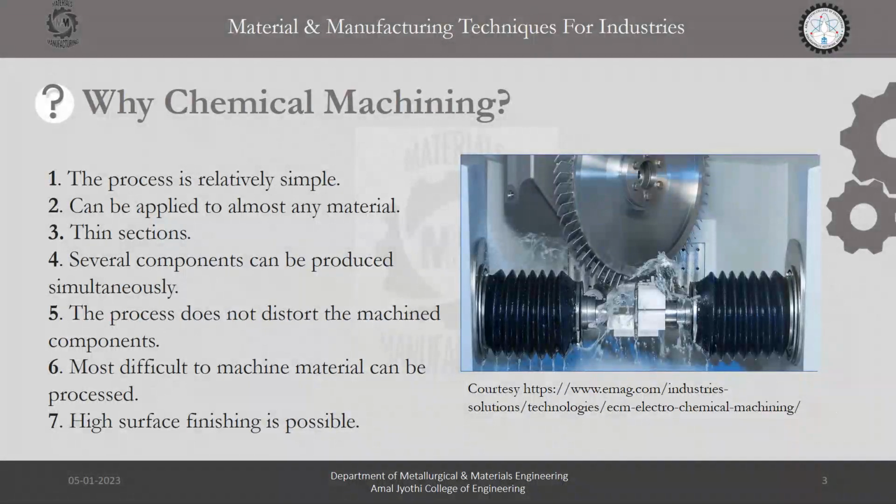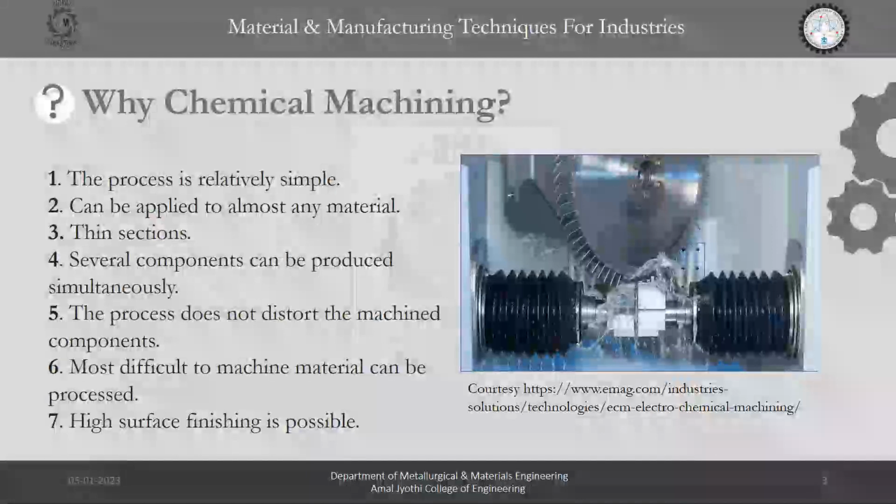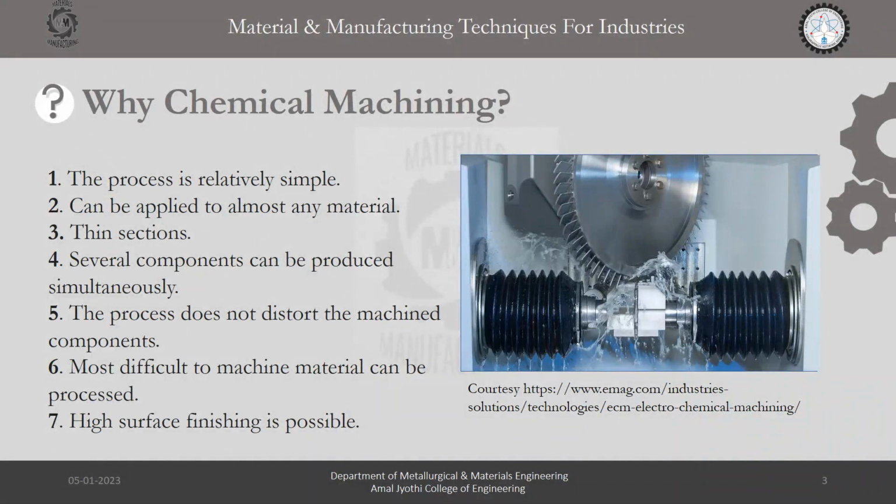So the chemical machining process is usually used to produce complex designs which are of small sizes. Therefore, different varieties or different designs of the same material can be produced simultaneously, which is economically feasible and has a greater advantage over the other machining processes.